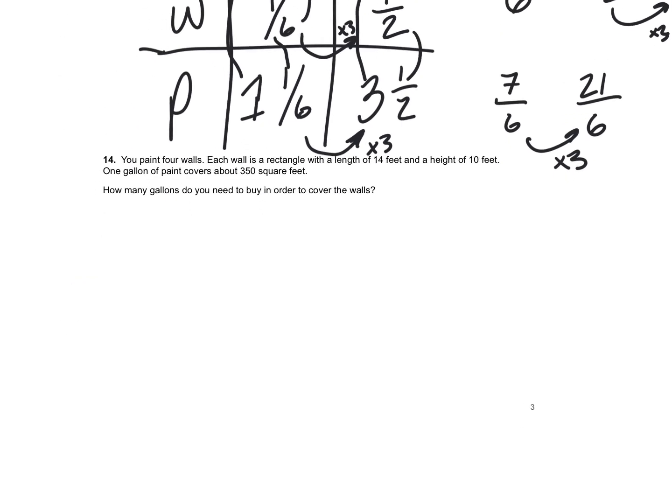Right, number 14 says you paint 4 walls. Each wall is a rectangle with a length of 14, a height of 10. 1 gallon of paint covers about 350 square feet. How many gallons do you need to buy in order to cover the walls? All right, let's start with one wall. There's my beautiful rectangle wall. I have a length of 14, a height of 10.